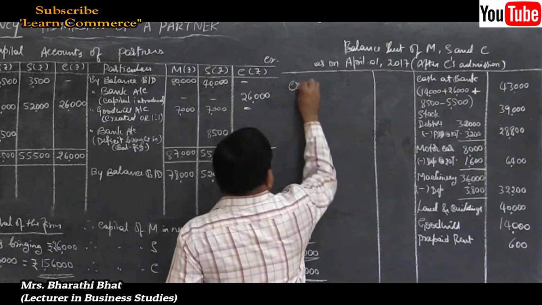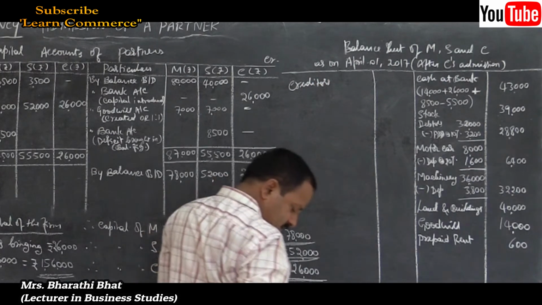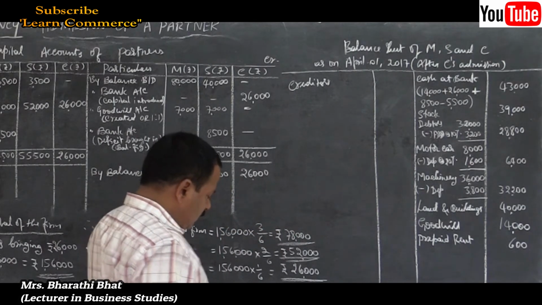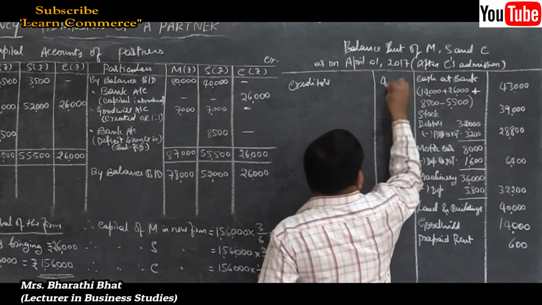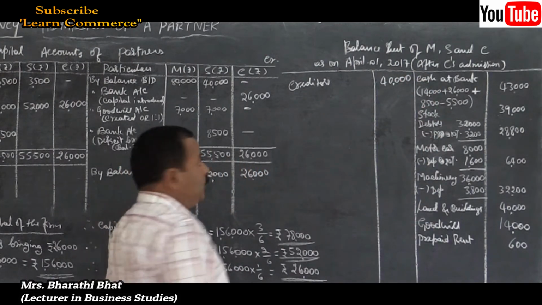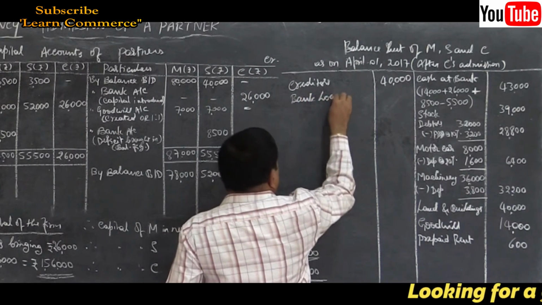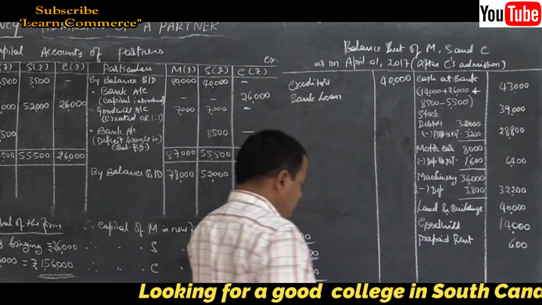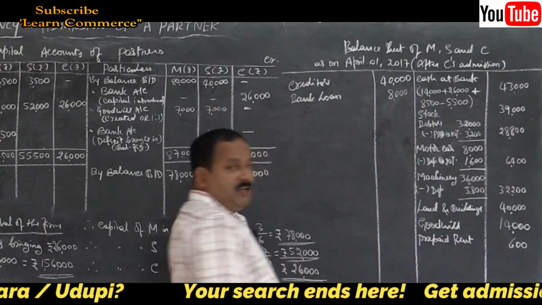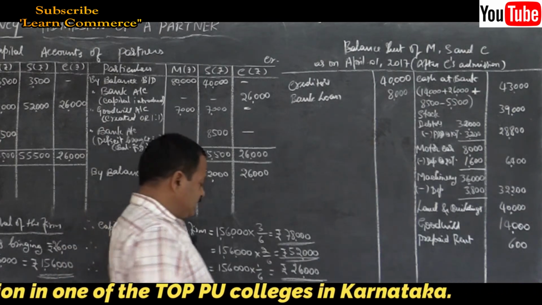Creditors. How much? 40,000. There is no change. Write it as it is. 40,000. Bank loan. How much? 8,000. Then final capital balances.